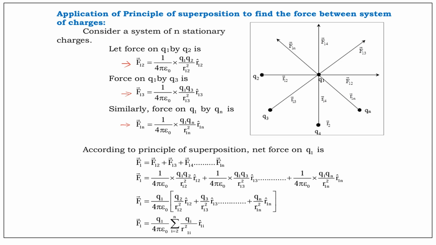According to the principle of superposition, net force on Q1 is vector F1 is equal to F12 plus F13 plus F14 plus up to plus F1n. On substituting the values, and taking Q1 by 4 pi epsilon naught common, finally we get vector F1 is equal to Q1 by 4 pi epsilon naught into summation i is equal to 2 to n, Qi by R1i square into R1i cap. This completes Coulomb's law.